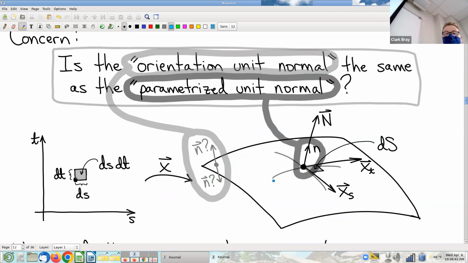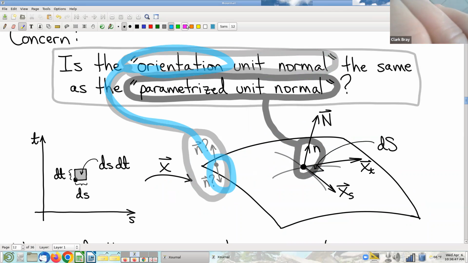So as this particular story played out, my orientation was downward. That was given. My parameterization just happens to be upward. Now, whose fault is this? Should I have seen this coming? Should I have realized as I was writing down that parameterization, oh, clearly this is an upward parameterization?